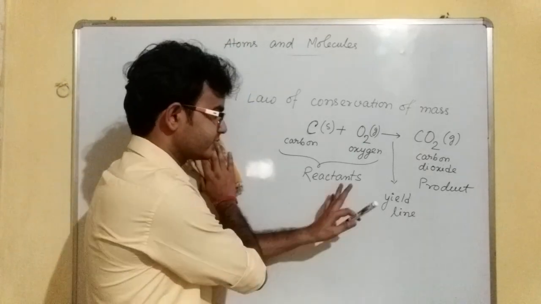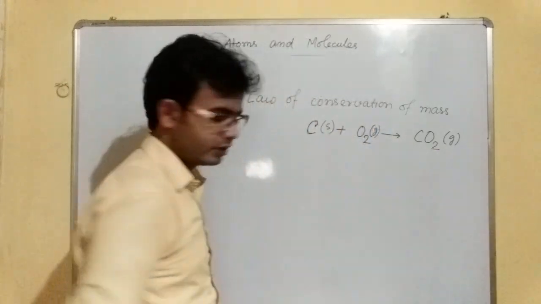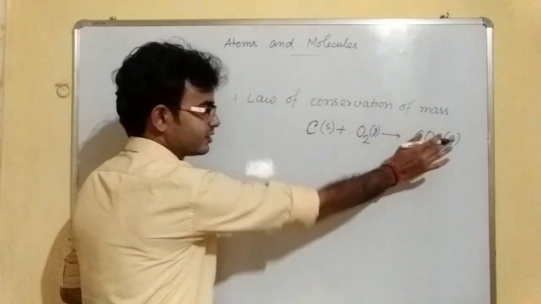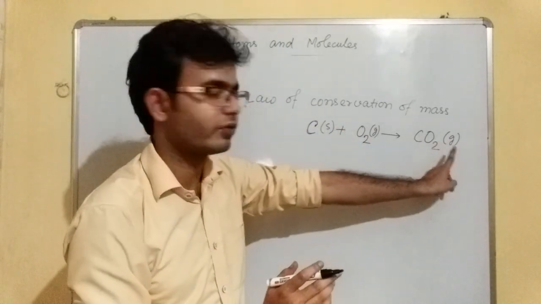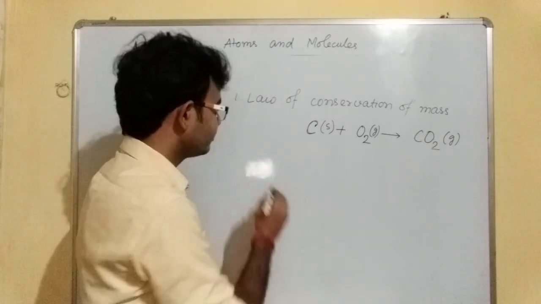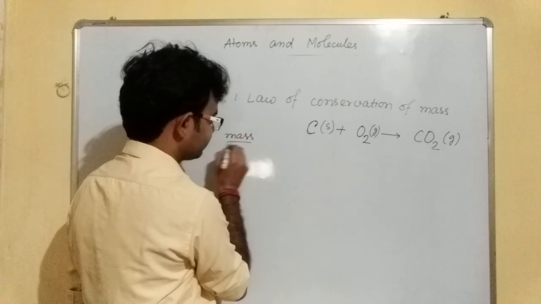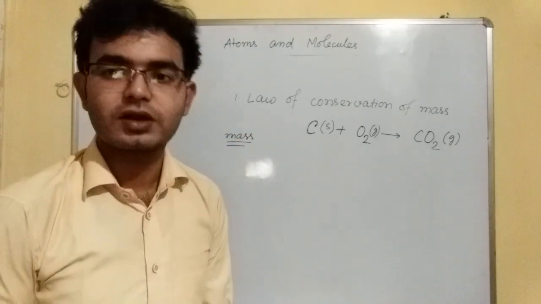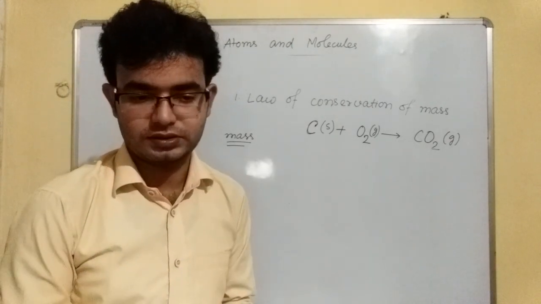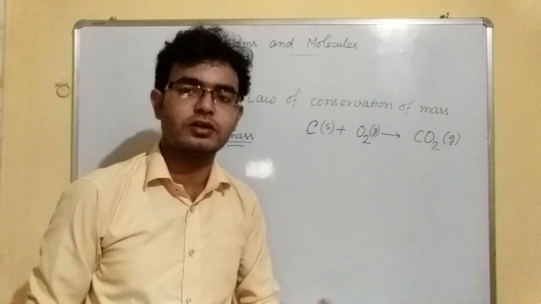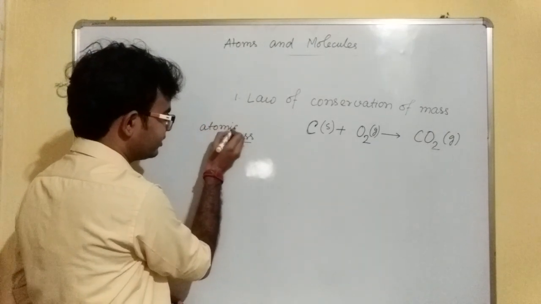Now I am erasing this, okay. Now these are reactants and these are products. Here in this reaction the reactants are carbon and oxygen and the product is carbon dioxide. Now let me calculate the mass of carbon. We'll discuss about it in this chapter also, okay, about atomic mass. Here I'm just writing the atomic mass, although we'll discuss about it in detail.